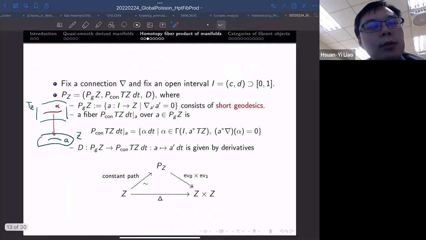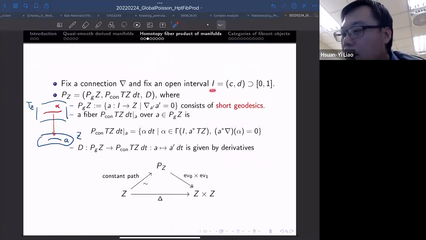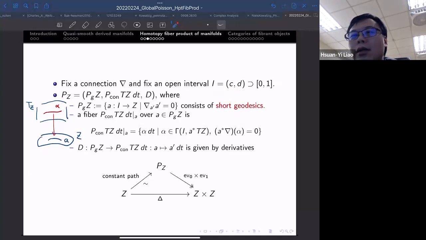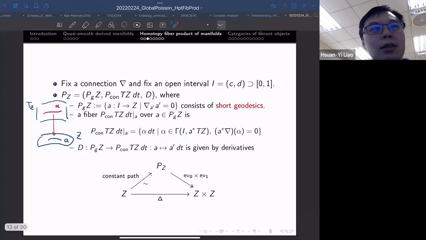I is a subset of, so I is equal to CD. So I is an open interval, and the closed interval [0, 1] is a subset of I, because I use the evaluation map at 0 and 1, so I require the given open interval. This open interval has 0 and 1. Okay, any other questions?